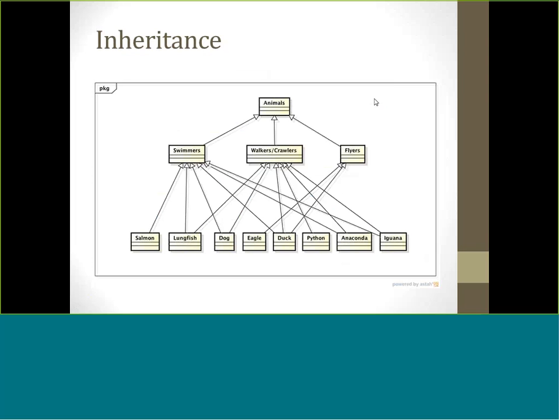Inheritance is quite simple. It is just the classification and subclassification, or categories or subcategories, or classes or subclasses, or parent or child. Number of terminologies are there. Like we have animal, the swimmers, walkers, flyers. These are the subclassification of animals, and finally we have all these different animals and the further classification.